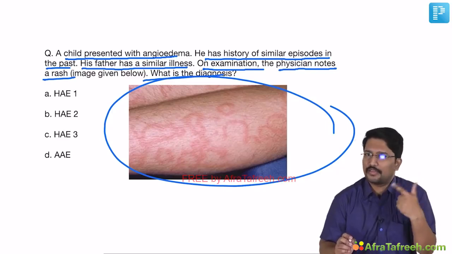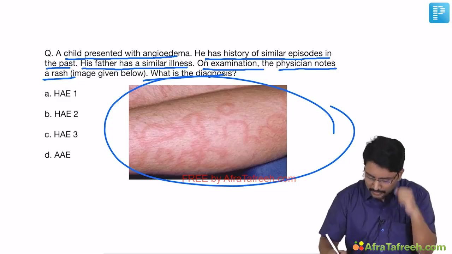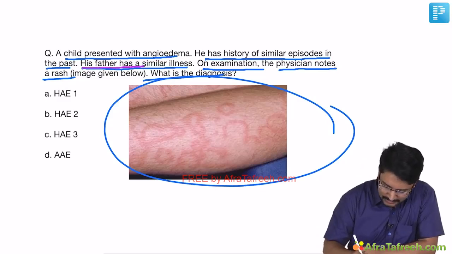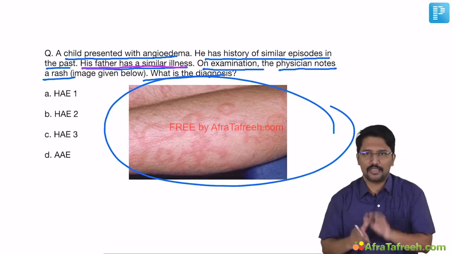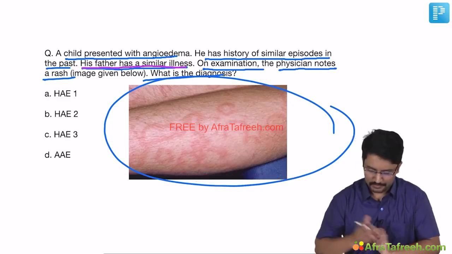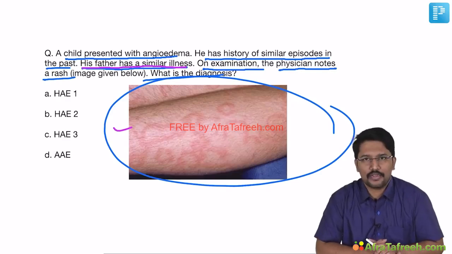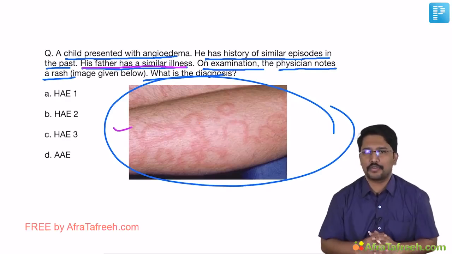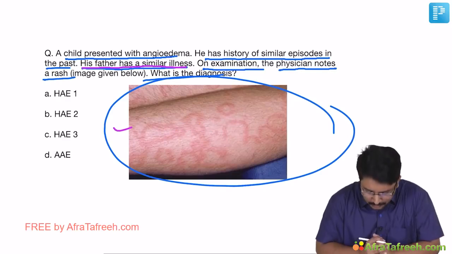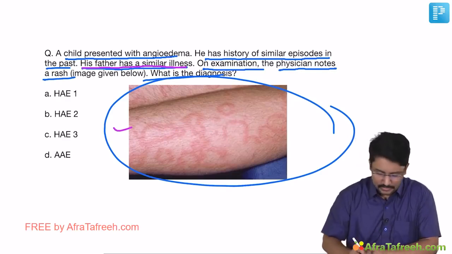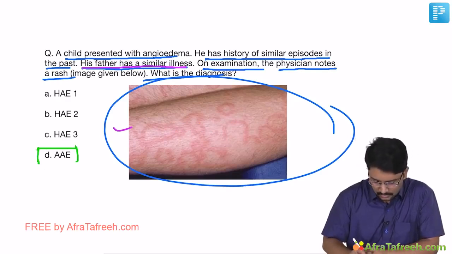Because he has angioedema, there are repeated episodes. But keep in mind that his father has a similar illness, so there is some degree of family history. But he has developed a rash. The rash kind of looks like an urticarial rash. So what is the diagnosis that you're thinking of? If you're thinking of the diagnosis as allergic angioedema, you are wrong.